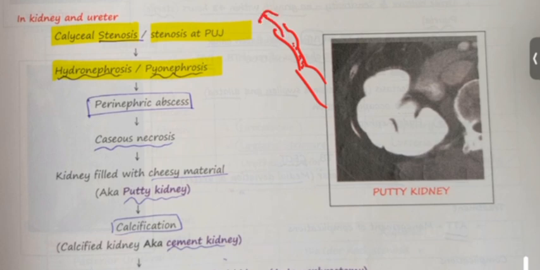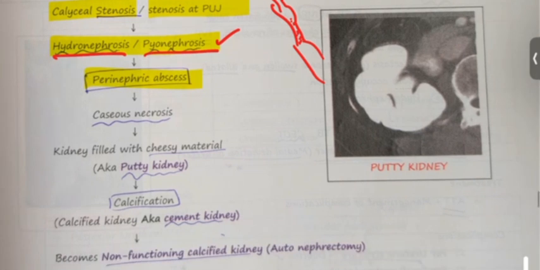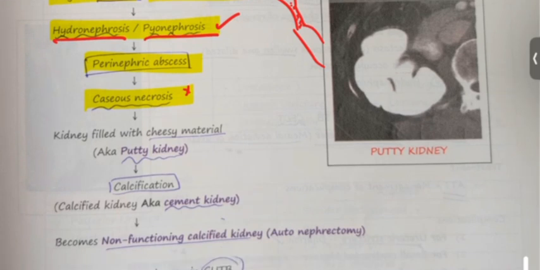If there is partial obstruction, reflux occurs, that will lead to hydronephrosis, and again that will serve as a focus for infection, it will lead to pyonephrosis. This in turn can cause perinephric abscess, and after abscess, granuloma formation occurs, it will lead to caseous necrosis, which is a hallmark of TB.